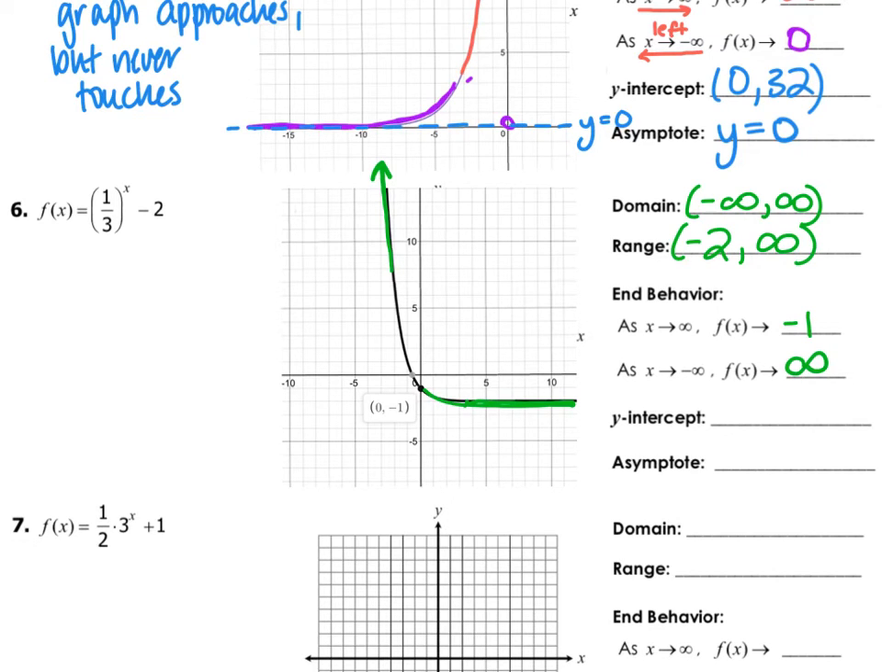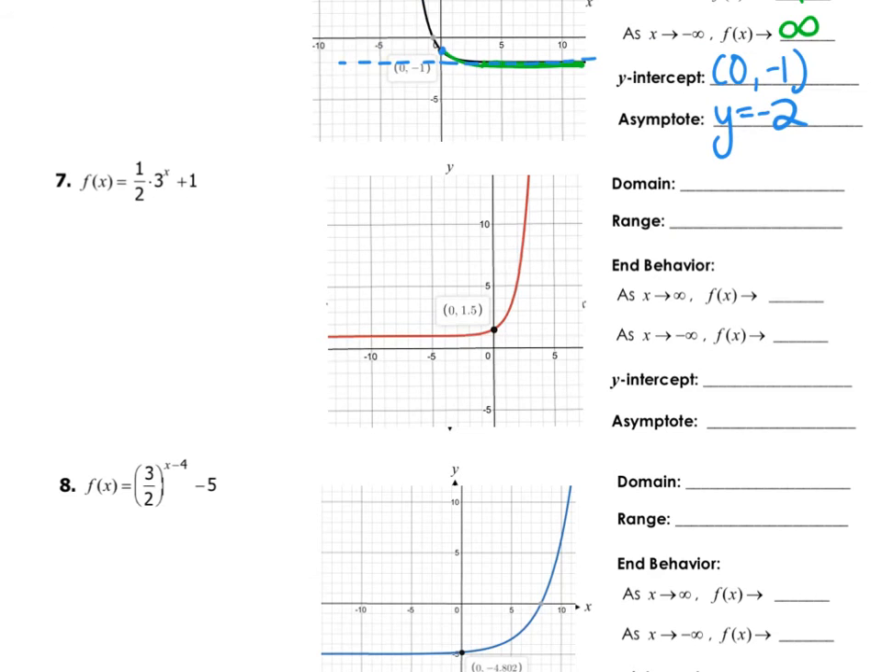Now our y-intercept here is pretty easy. It is this point that's already marked for us, 0, -1. And the asymptote is the line that the graph approaches but never touches, which would be y equals -2.